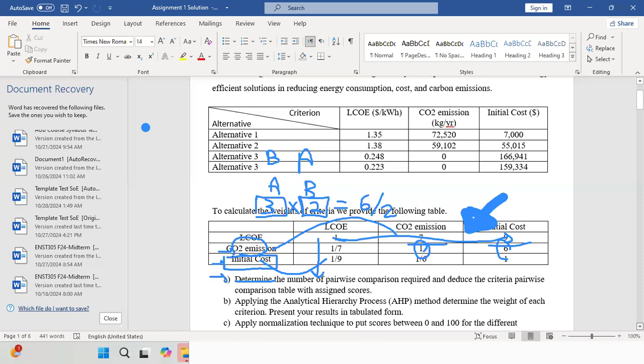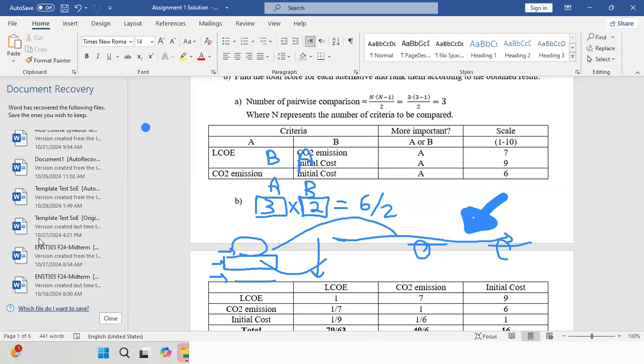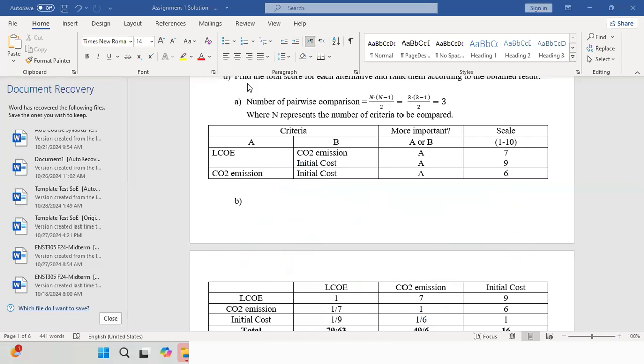So in order to fill the table, first I determine the number of pairwise comparisons by applying the general formula, which is the number of criteria times n-1 over 2, which will be equal to 3 times 2 over 2, equals 3. Okay? Now, as we said, we draw a table. We have criteria A, B. We list first the first criterion, LCOE, compared to the remaining ones, CO2 emission and initial cost.